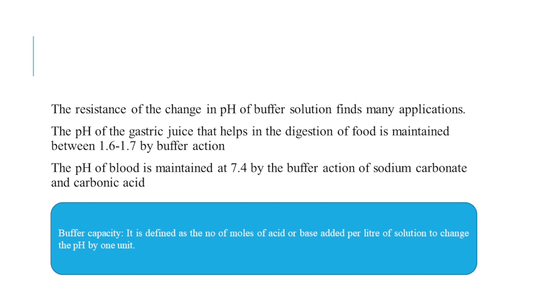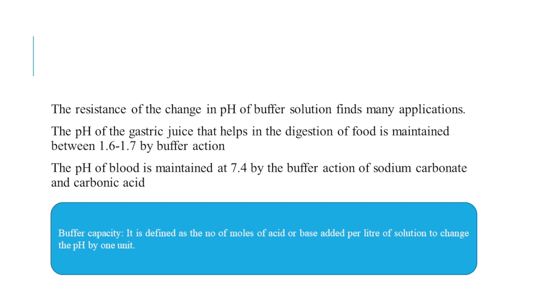This resistance to a change in the pH of a buffer solution has many applications. One is that the pH of the gastric juice in the digestion of food is always maintained between 1.6 and 1.7. That is an example of a buffer action happening inside our body. Another example is the pH of the blood, which is maintained at around 7.4. That is because of the buffer action of sodium carbonate and carbonic acid. So buffer solutions find many applications inside our body, and many other applications are there.